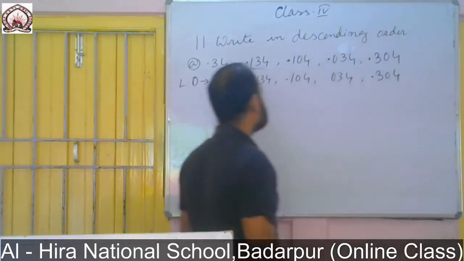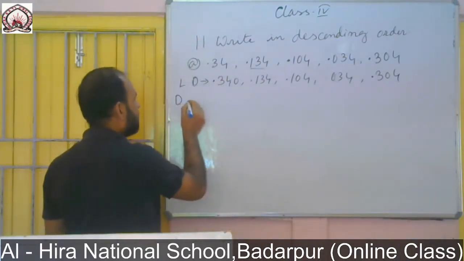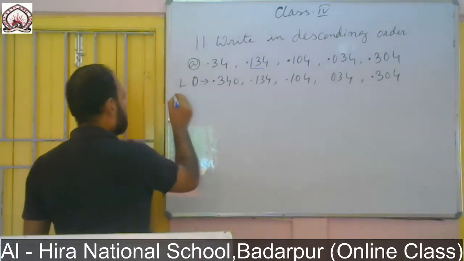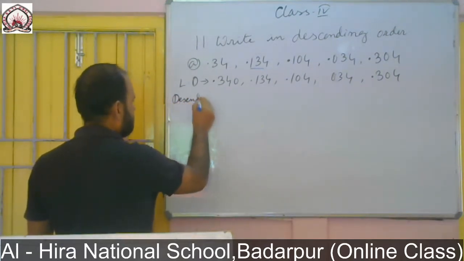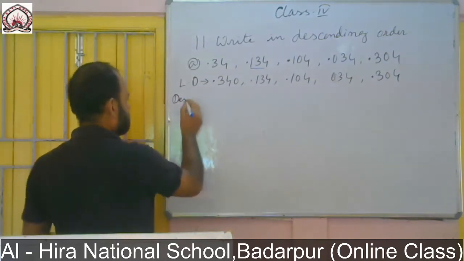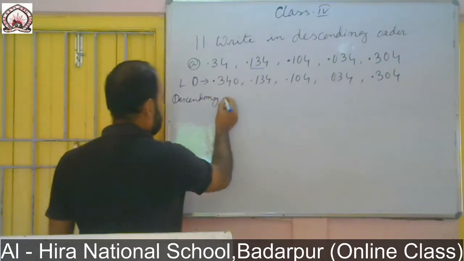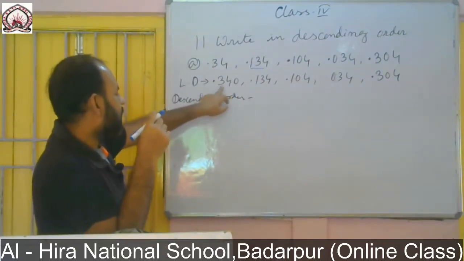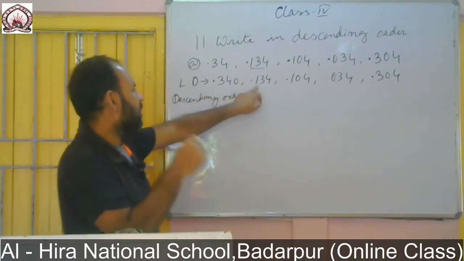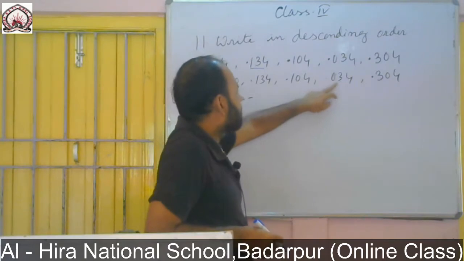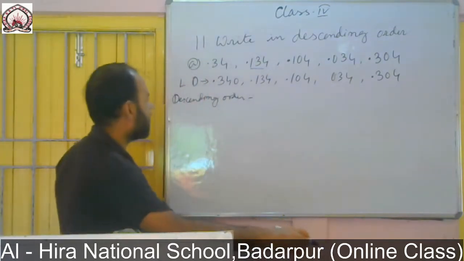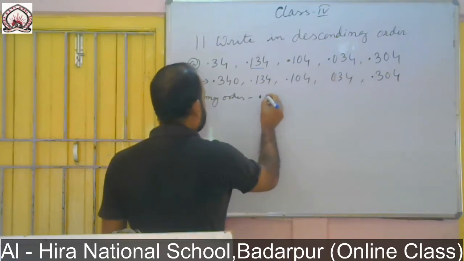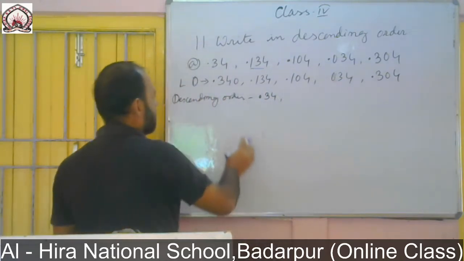0.304. Now we write descending order. DO means descending order, or you can write descending order in full. So first see here after the point: 340, here 134, here 104, here 034, here 304. So which one is largest? I think 340 is largest, but we write here 0.34.